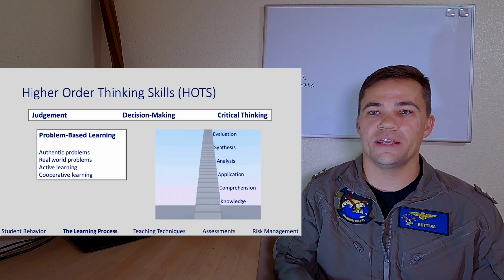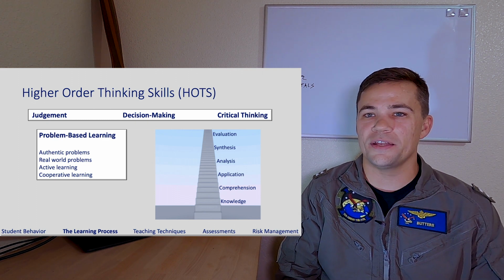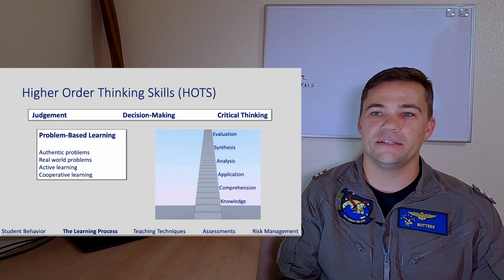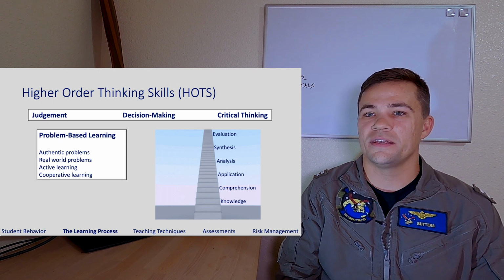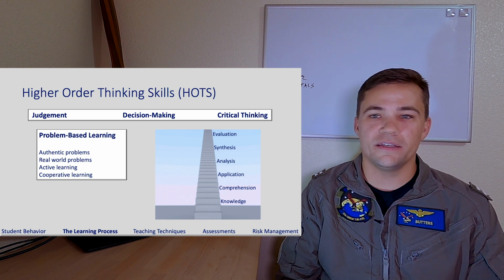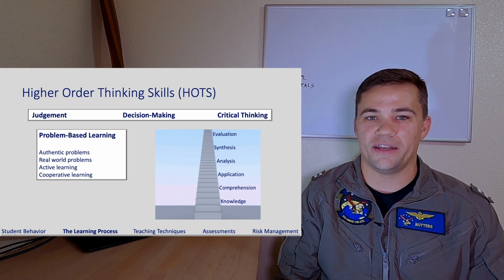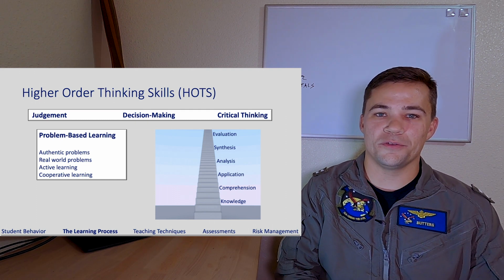In order to facilitate moving from the simple to the complex and the known to the unknown, we want to use authentic and real-world problems to aid students in understanding the practical framework for these skills. So we focus on active learning strategies that put students in the position of seeking and developing knowledge as opposed to being fed it.